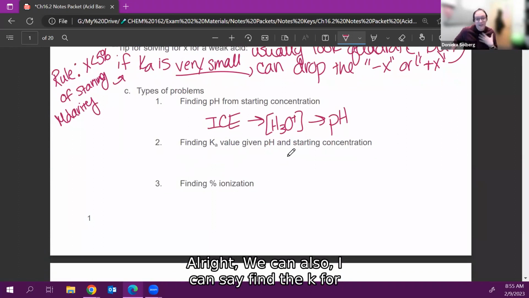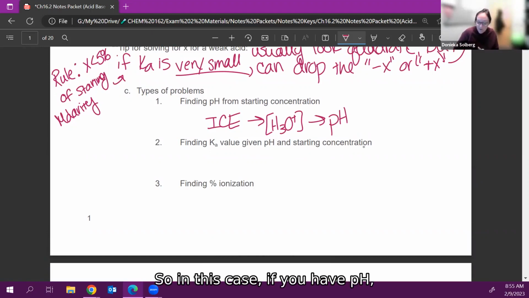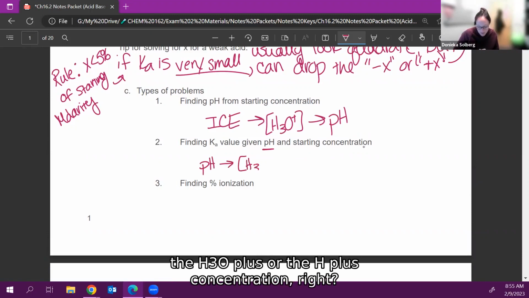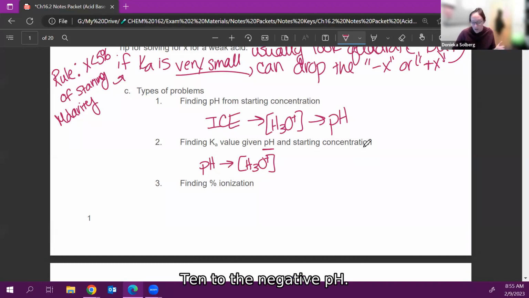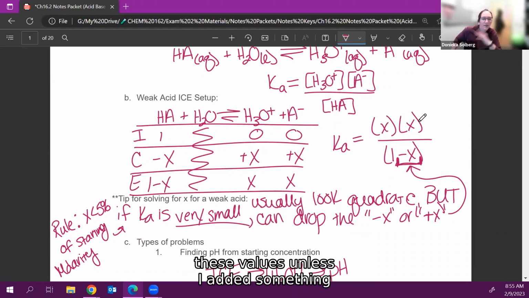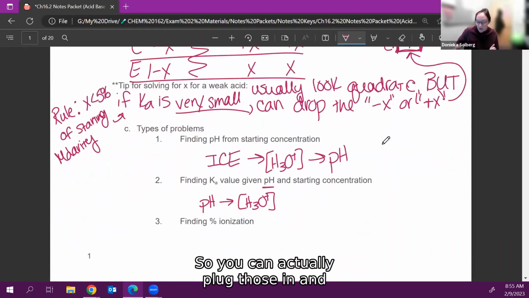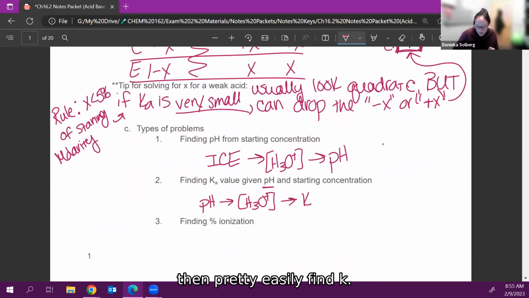All right, I could also say find the Ka for an acid if I tell you what the pH was of it. So in this case, if you have pH, you can always find the H3O plus or the H plus concentration, right? 10 to the negative pH. Now, once you have that, then I can plug it into my Ka, right? Because if I know this X value, I actually know both of these values, unless I added something weird in, because they're going to be the same because it's a 1-to-1 ratio. So you can plug those in and then pretty easily find Ka. Now, I am going to go through some examples of these, so give me just a sec.